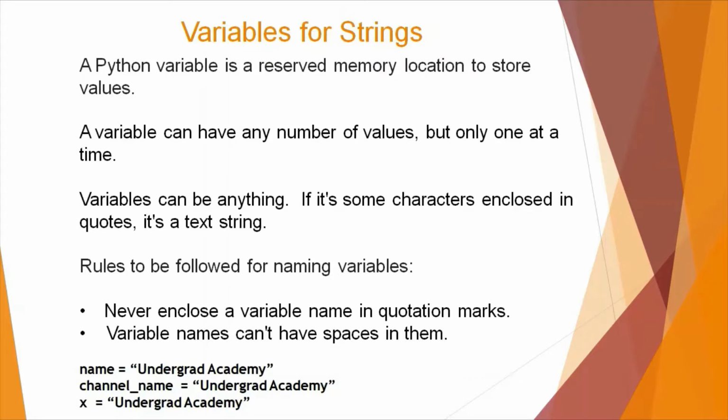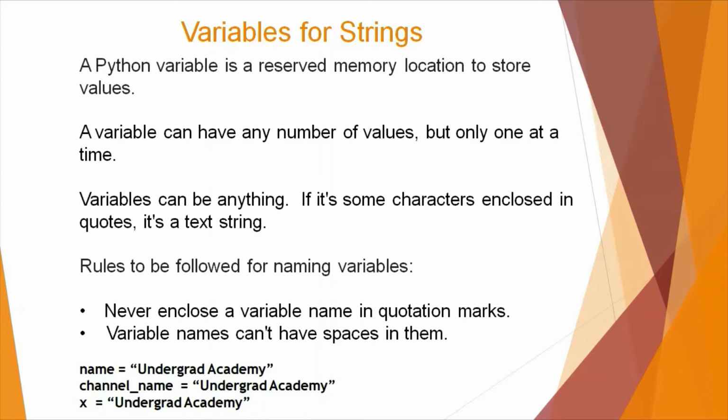So let's have a look at what variables are. A variable is a reserved memory location to store values or a string or anything. And variables can be declared with any name or even an alphabet like A, B, C, D. If it's some characters enclosed in quotes, then it's a string. There are some rules for naming variables. You never include a variable name in quotation marks. Variable names can't have spaces in them.